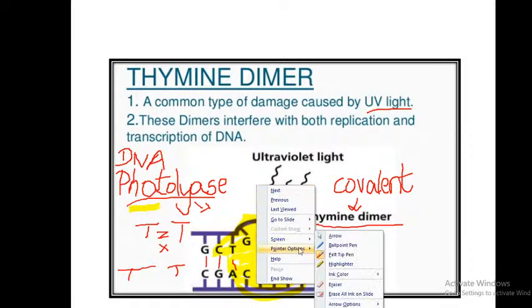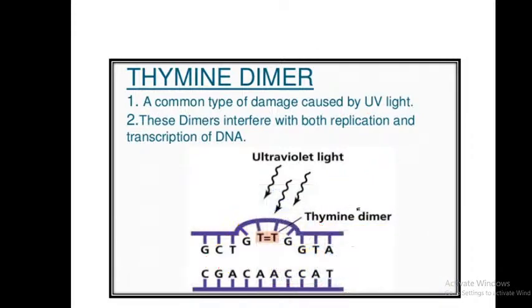This is actually happening in the case of this thymine dimer formation. So with that we came to the end of your topic on the mutations, structural mutation, chromosomal mutation, point mutation, everything is over. This is thymine dimer formation.